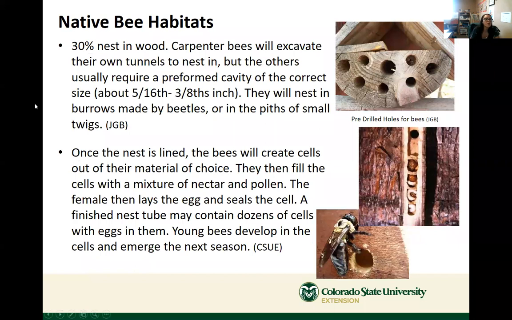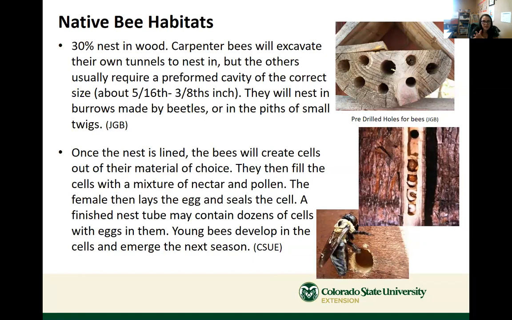Now, 30% of our solitary bees do nest in wood, carpenter bees being one of them. And carpenter bees, they have those big, strong mandibles. They will excavate their own tunnels and holes. But a lot of others actually need a preformed cavity, and it has to be of a correct size. Now, it's been found that 5/16 to 3/8 of an inch is the magic number there. That's the diameter of the cavity that they're looking for. So a lot of times they'll nest in burrows made by beetles or the pits of stems of twigs.